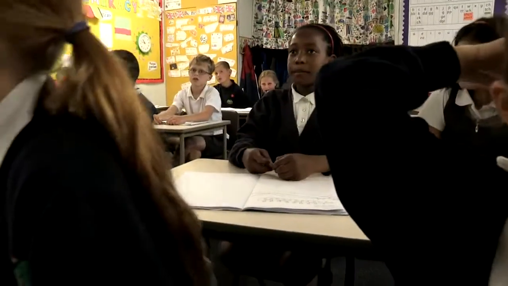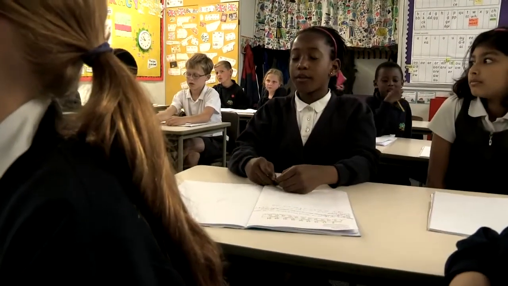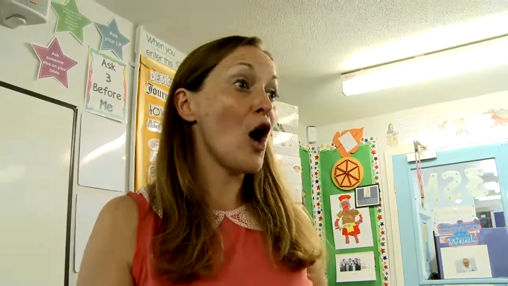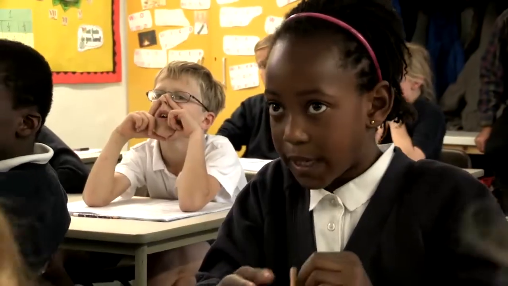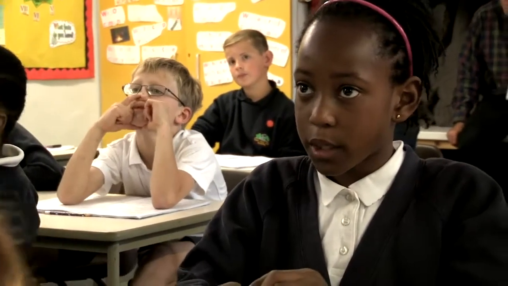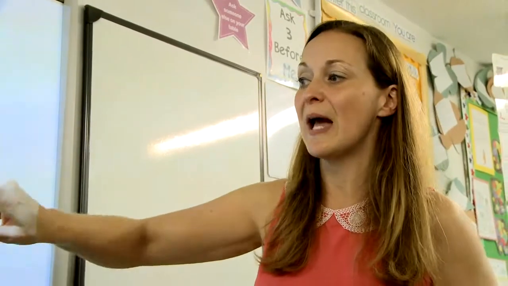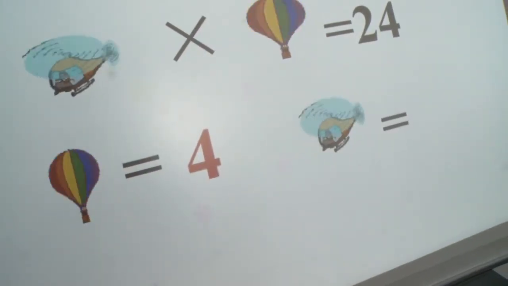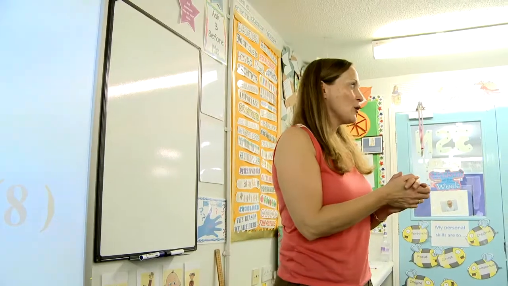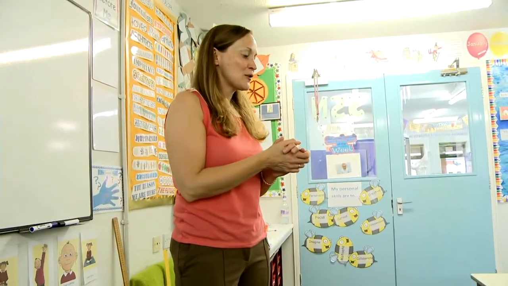The balloon means the 4. Can you tell me the whole number sentence? 6 times 4 equals 24. Good girl. 6 times 4 equals 24. So we have the balloon, which equals 4. And the helicopter equals 6. You have done a very good job and concentrated really well.